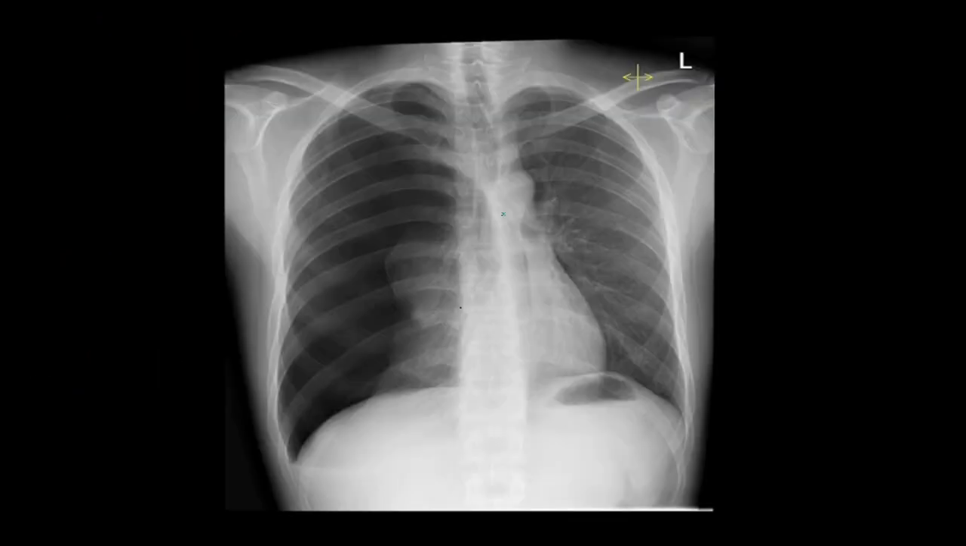You can pause the video now and see if you can describe this X-ray. So in summary, this is a right-sided tension pneumothorax. This is the layer of the visceral pleura that you can see the outline. This is the collapsed lung here.